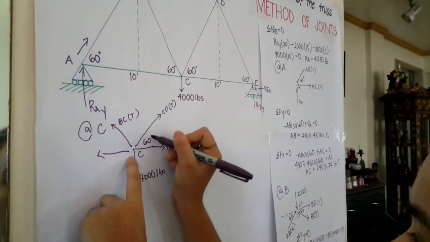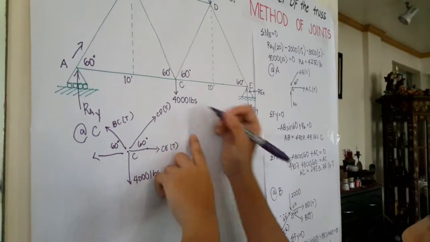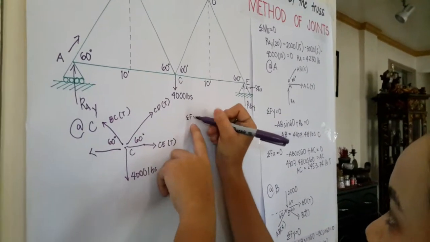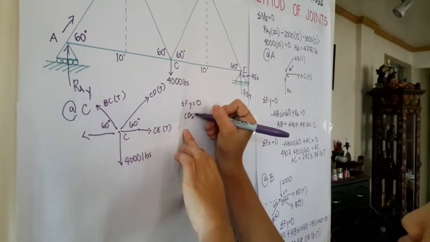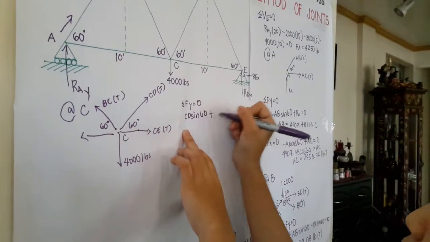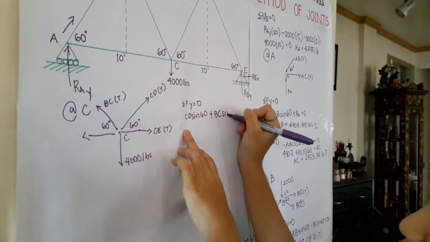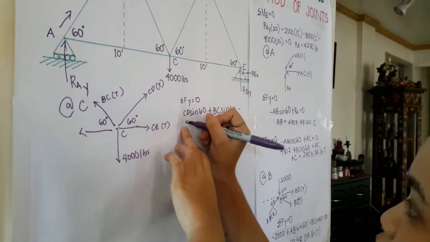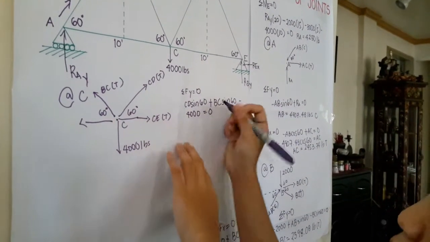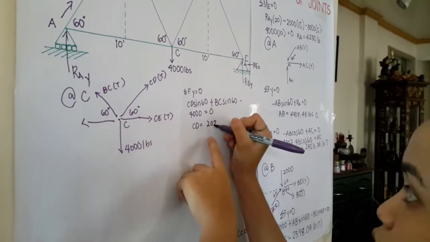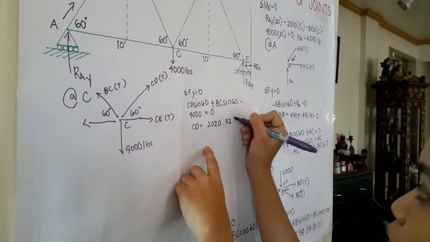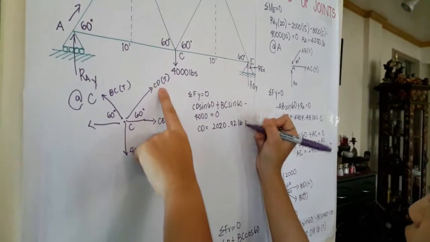So this is 60 degrees, 60 degrees. So again, summation of forces, Y is equal to 0. So CD sine 60 plus BC sine 60 minus 4,000 is equal to 0 will give us the answer CD is equal to 2,020.72 pounds. CD is in tension.